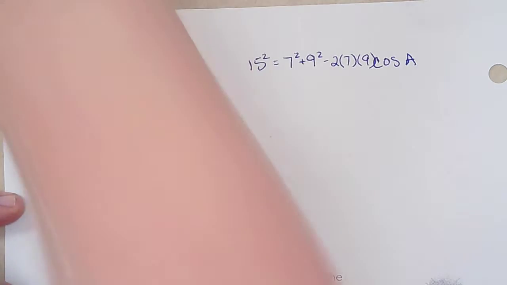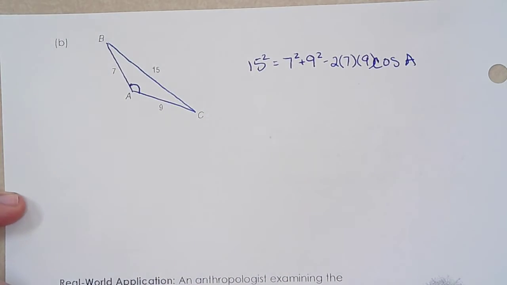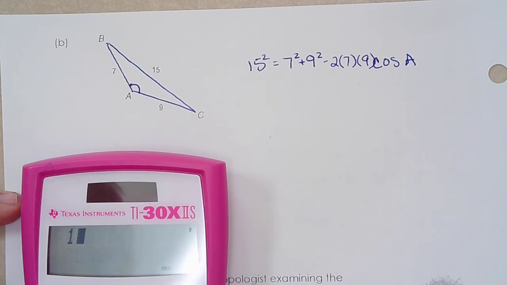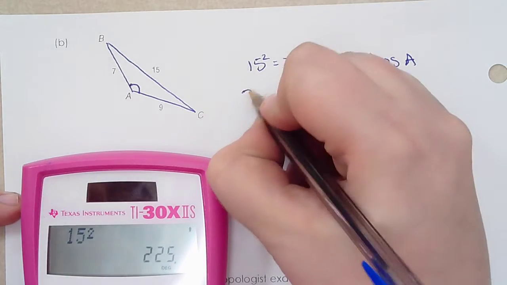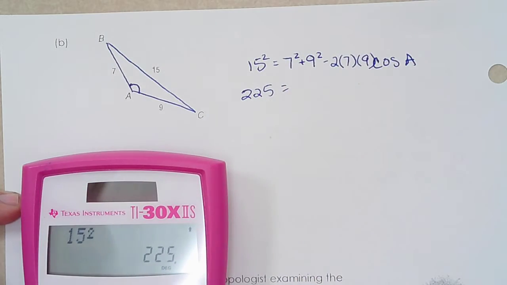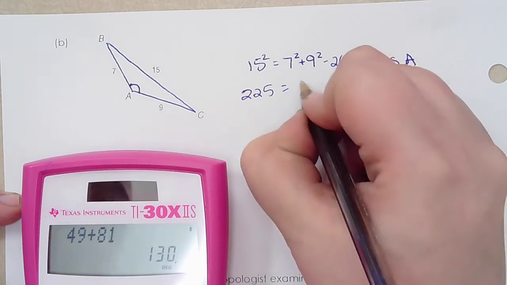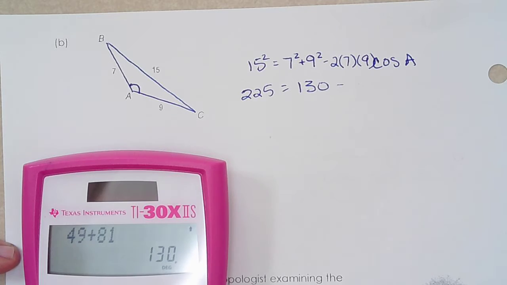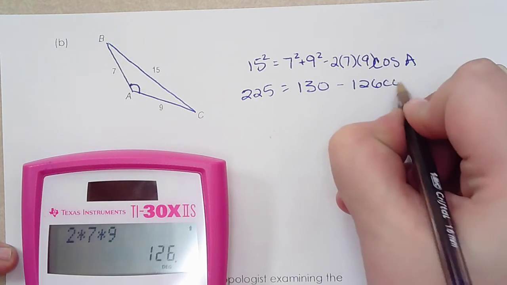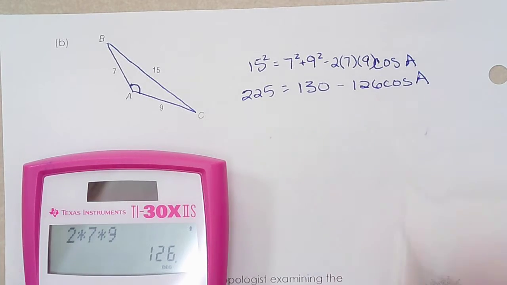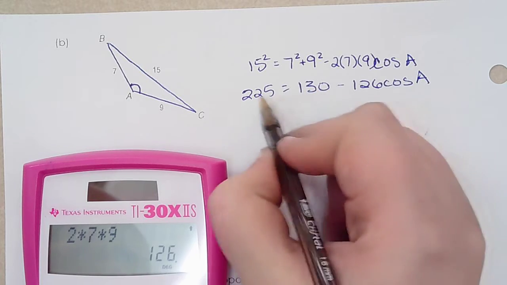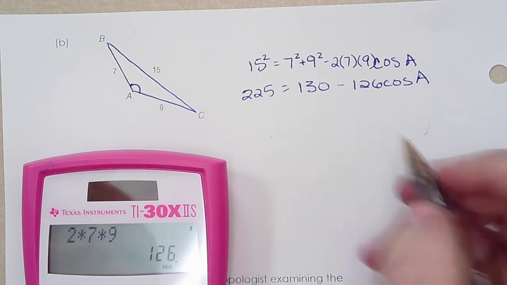All right, again, don't just throw this in your calculator. Your calculator will get mad at you. So let's do it in chunks. 15 squared is 225. 7 squared is 49, plus 81, which is 9 squared, is 130. Minus 2 times 7 times 9, which is 126, cos A. Don't subtract these. I already have seen people do it.